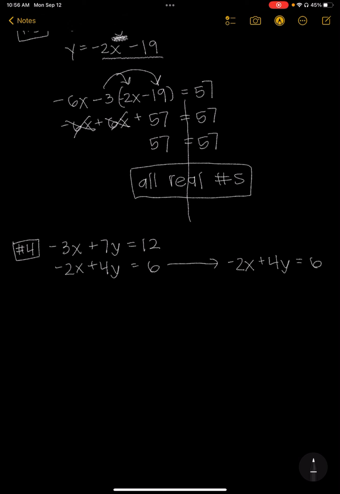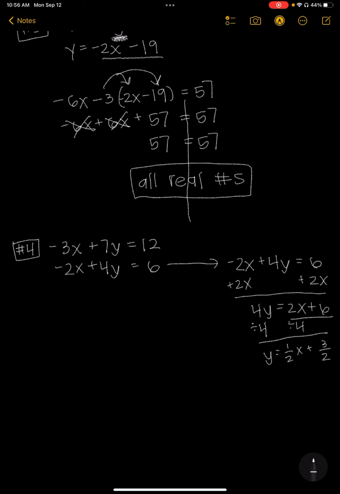So to solve this for y, the first thing I'm going to do is add 2x to each side. And I end up with 4y equals 2x plus 6. Now I want to get rid of the 4 in front of the y, so I'm going to divide both sides by 4. And I end up with y is equal to 2 divided by 4 is 1/2, so I'm going to write 1/2 x. Then 6 divided by 4 is 3/2, plus 3 over 2. Unfortunately, we're going to end up with fractions, but it'll still work out.